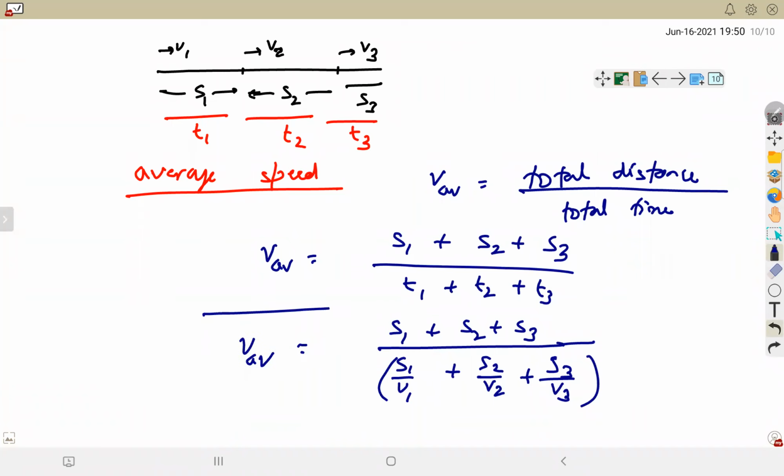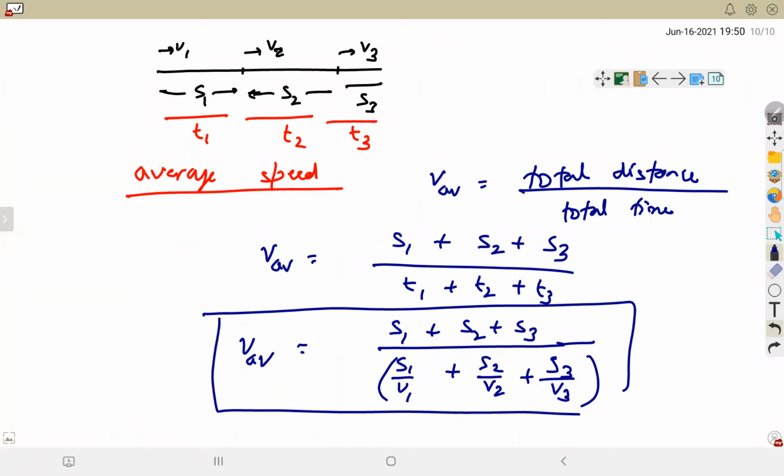Now in this, a question can also say first 1/3, next 1/3, something like s1 as s by 3, s2 as 2s by 3, something we can write. So these are the two cases. In one it is with respect to time and in one with respect to distance, and the third one is a combination of both. Average speed of this journey will be s1 plus s2 plus s3 divided by the time taken, which is s1 by v1 plus s2 by v2 plus s3 by v3.